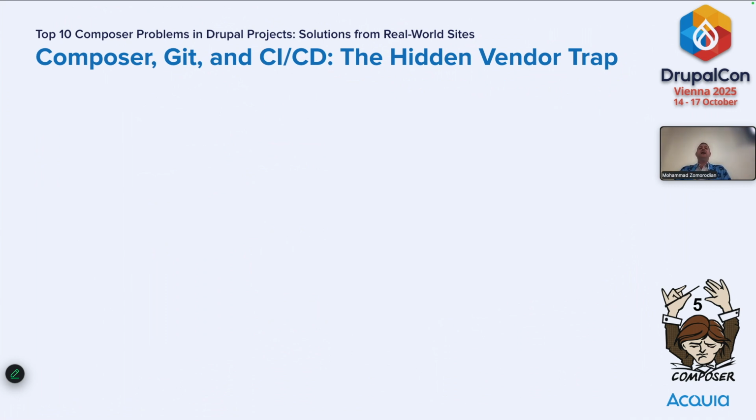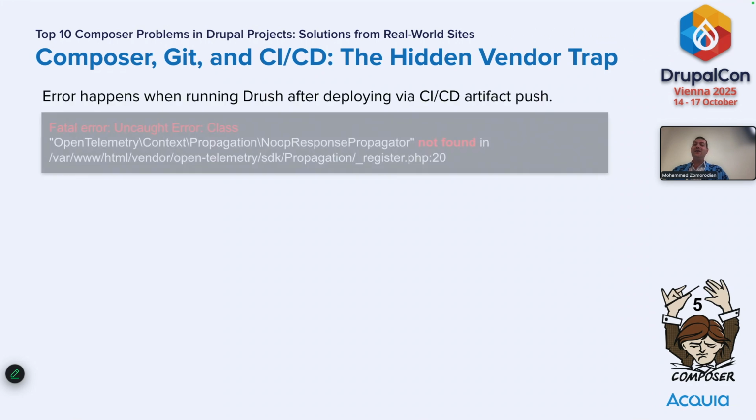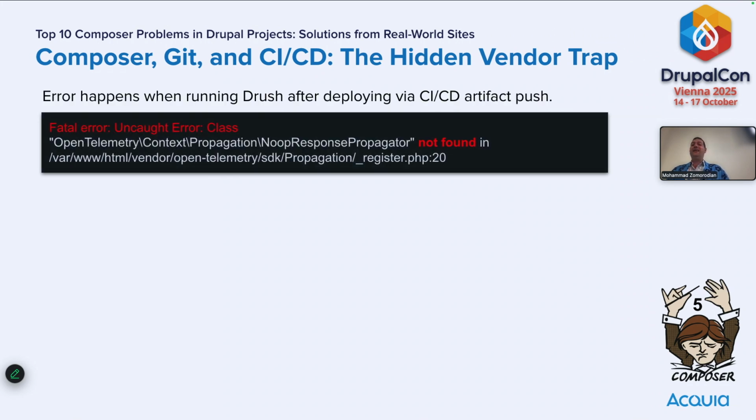Composer, Git, and the CI/CD process: the hidden vendor trap, which is the title I gave this slide. Let's start with an example. This is a very common error that you may have seen. It happened after deployment, when the user was running drush commands and we got this error. The class and the PHP file don't really matter. The highlight here is that you see an uncaught Error and you see class not found.